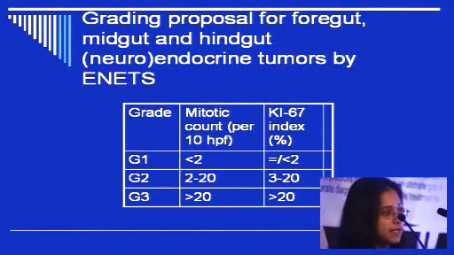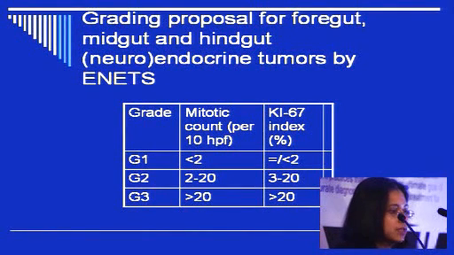In North America, typically people would use the CAP protocol, and that is what is practiced here. But I have included the ENETS here. So the ENETS proposes that you grade them as G1, G2, and G3, and this depends on the mitotic count and the Ki67 index.